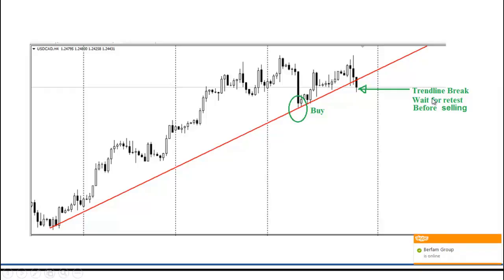Now looking at this trend line, a break is in progress or has just happened. But this is not a sign that the trend line has been invalidated until there is a retest. You wait for a retest and see if the next or subsequent candle will close below the trend line. That confirms a break. Once there is a break of the trend line, it means the trend line has been invalidated and you will be looking at taking trades in the opposite direction.